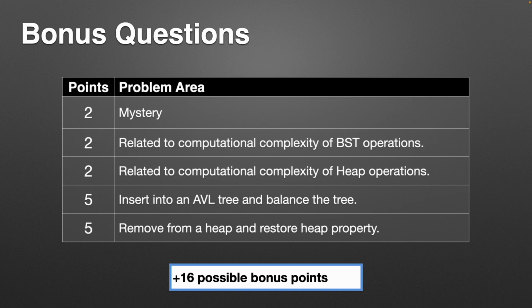The two worth more points are, the first one is to insert into an AVL tree and balance the tree. In that case, it won't be multiple choice or anything. You'll be given an AVL tree and some values to insert, and then you'll just need to work out that process of inserting it and balancing it.